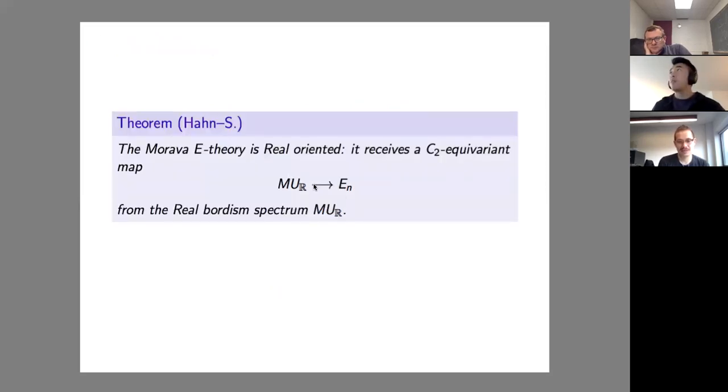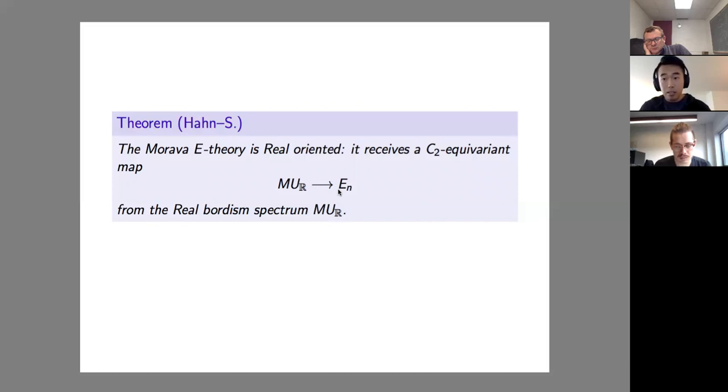So the answer is yes. Jeremy Hahn and I proved that the Morava E-theory is real oriented. So we obtained a C2-equivariant map from MUR to En. There's a C2-equivariant map from MUR to En. And I just want to remark this is a C2-equivariant map on the point-set level.